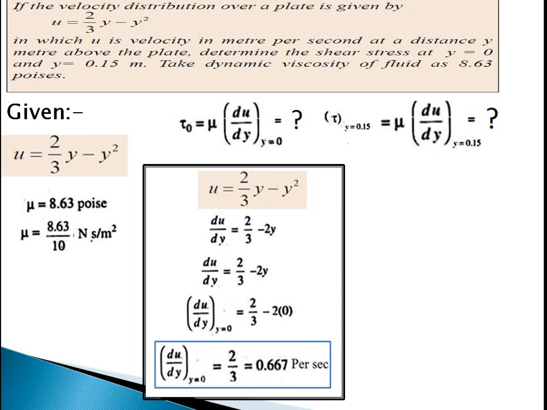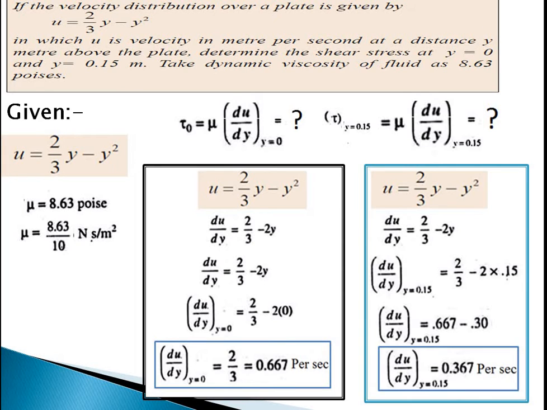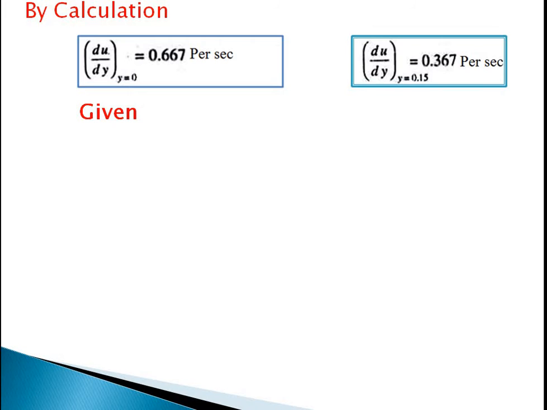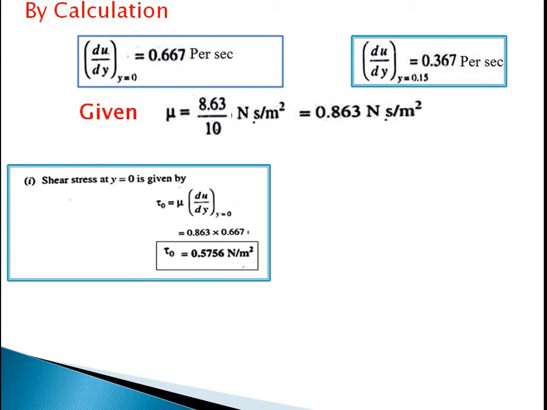Now at y is equals to 0, putting the value in above equation, du by dy is equals to 2 by 3 minus 2 into 0, so du by dy value at y is equals to 0 is 0.667 per second. Similarly, at the second condition, at y is equals to 0.15, we'll get du by dy is equals to 2 by 3 minus 2 into 0.15. So du by dy is 0.367. So these are the two values of du by dy at y is equals to 0 and y is equals to 0.15. Now from previous calculations, these values we are going to put in these equations.